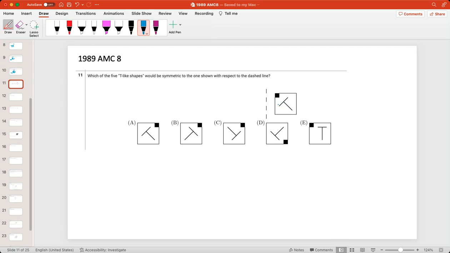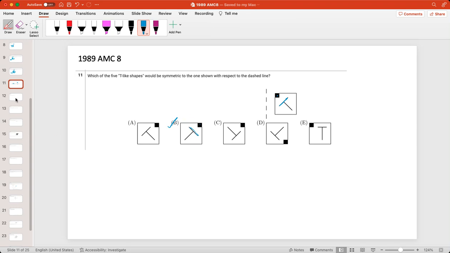This T, the top part of this T faces this black thing, right? We have to find something similar. So now you see this is not facing, this is facing, B is facing. So this is facing, this is not facing, this is not facing, this is not facing. So hence B is your answer.